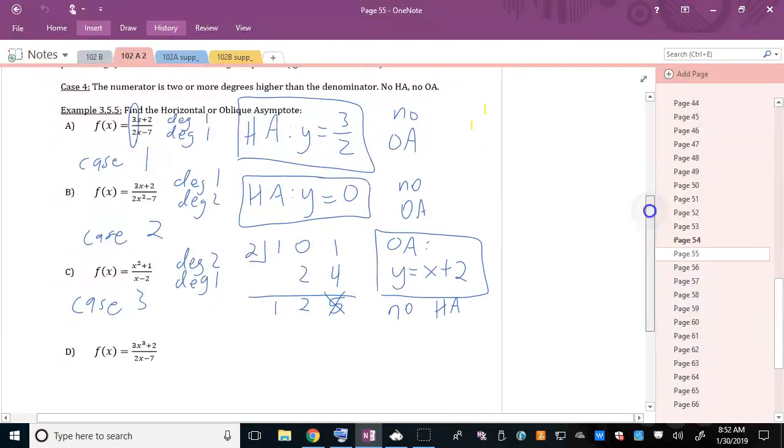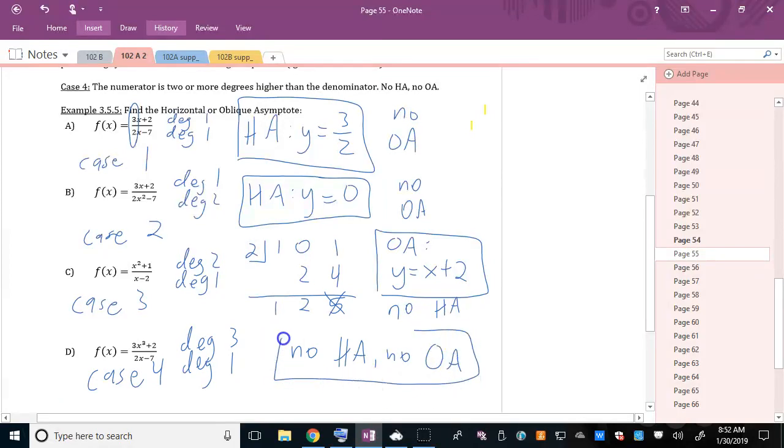Let's just scroll down so we can see our fourth and final case. We do not see this case very often, but every now and then it does show up. So here, my numerator is 2 or more degrees higher than the denominator. So here, with a cubic on the top and a linear on the bottom, this is that fourth case. And the good side about this is it's pretty straightforward. We do not have a horizontal asymptote. We do not have an oblique asymptote. We would still have a vertical, but we are not interested in that right now.